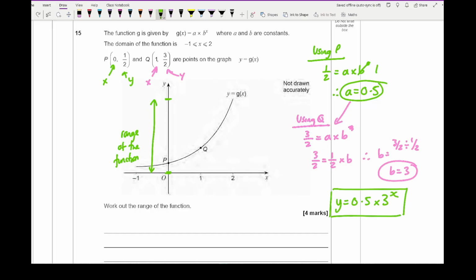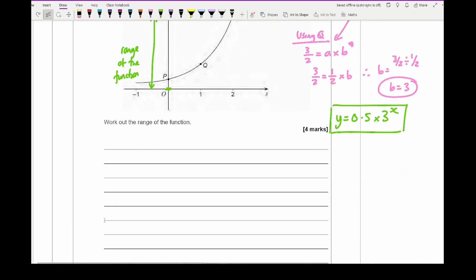Now what I want is to use those values to find out what the respective y values are. So to find the range, we know that the domain of x is minus 1 to 2. So when x equals minus 1, that's going to give me the lowest value. When x equals minus 1, y is going to equal 0.5 times 3 to the power of minus 1. And if I type that into my calculator, I get a y value of a sixth.